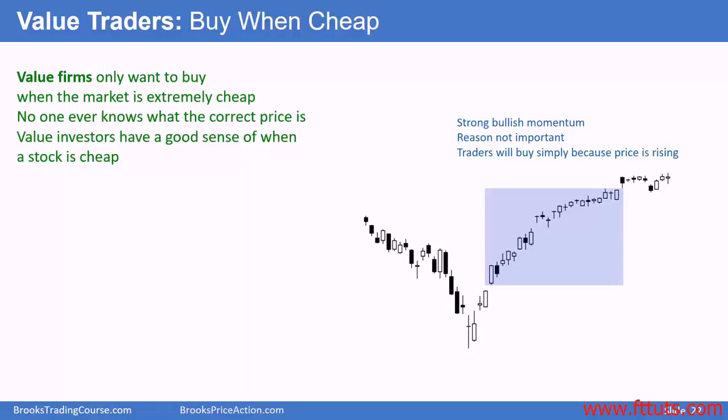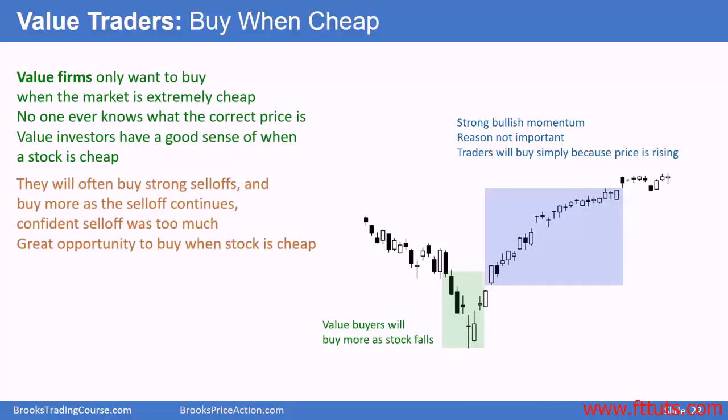Value investors pay a lot of attention to fundamentals. They know what the value of the stock should be, and if it's below that value, they buy, and if it keeps going down and the fundamentals of the company are still good, it's even a better value, so they'll buy more. Value firms only want to buy when the market is very cheap. No one ever knows what the correct price is, but value investors have a really good sense of when the market is far below the correct price. They buy as the market's going down, and they buy more lower because they see it as an opportunity to buy at an even better price.